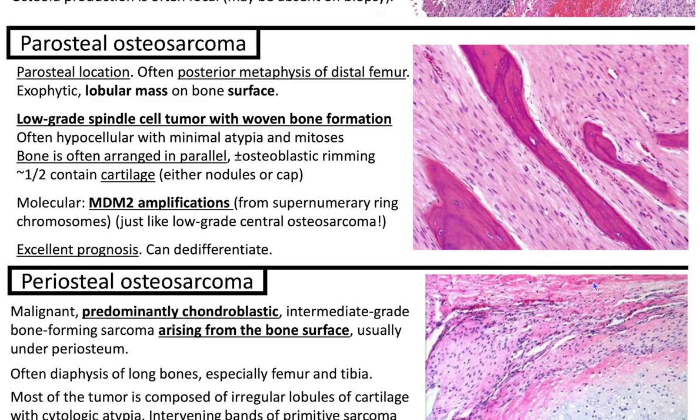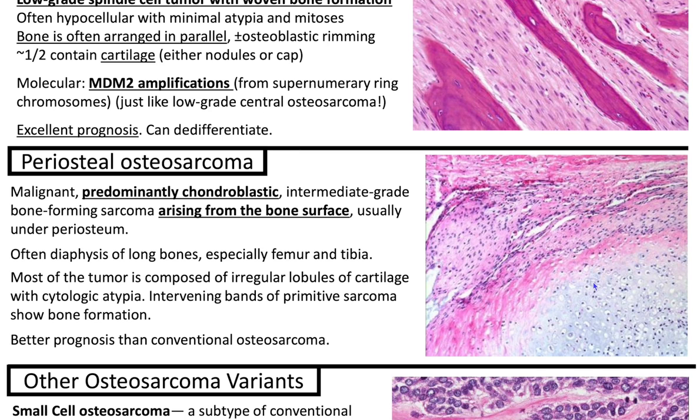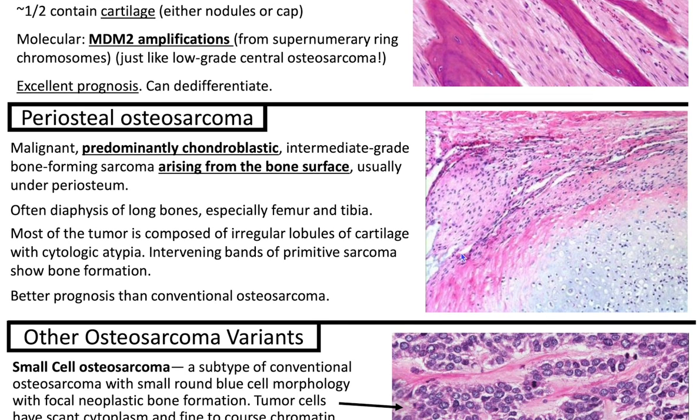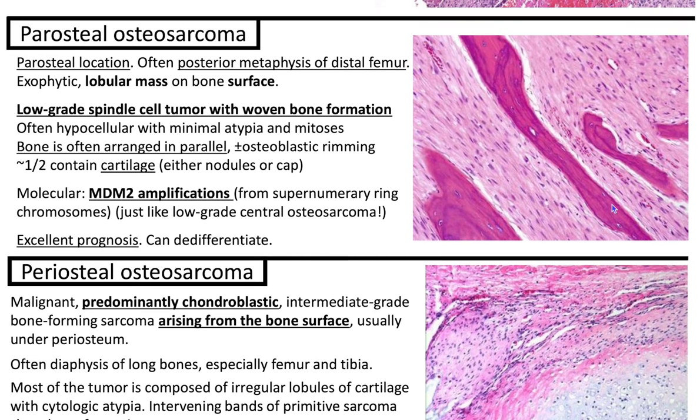We talked about parosteal osteosarcoma. Let's talk about periosteal osteosarcoma. So these are malignant, predominantly chondroblastic, intermediate grade bone forming sarcomas arising from the bone surface, usually under the periosteum. It's often the diaphysis of long bones, especially the femur and tibia. And most of the tumor is composed of irregular lobules of cartilage with cytologic atypia. You can see intervening bands of primitive sarcoma that can show bone formation. It's better prognosis than conventional osteosarcoma, but less so compared to your parosteal osteosarcoma.